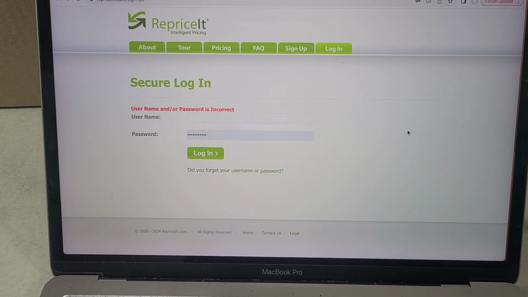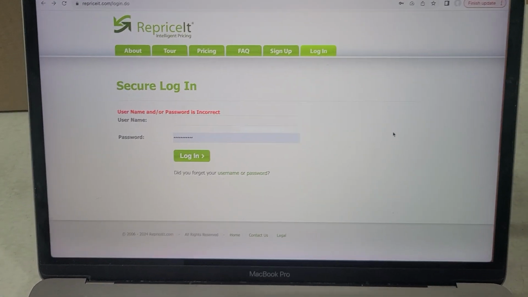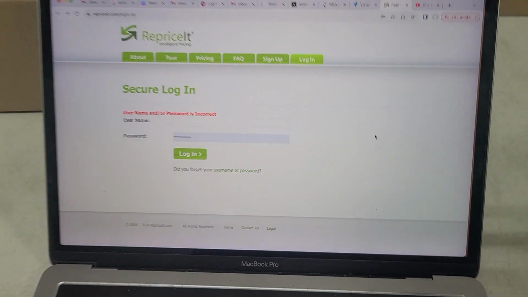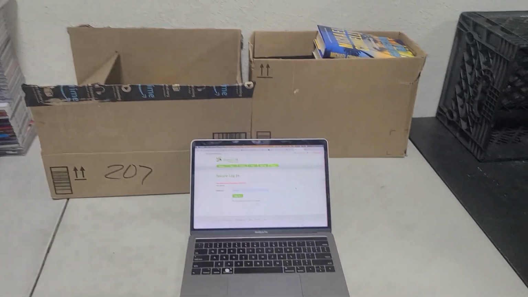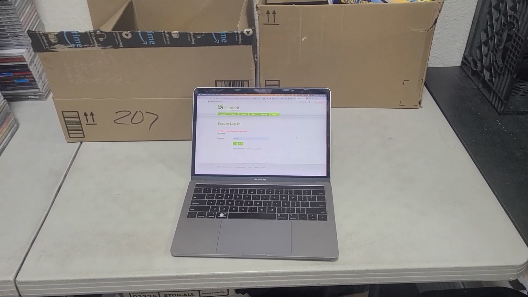I wasn't quite sure what to do, so I backed out of it. But if you have personal experience with RepriceIt, which I know a lot of people use, I am very interested in someone helping me. I don't have to show the screen the whole time. Somebody helping me to set up RepriceIt.